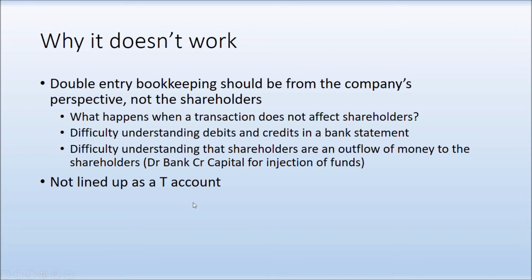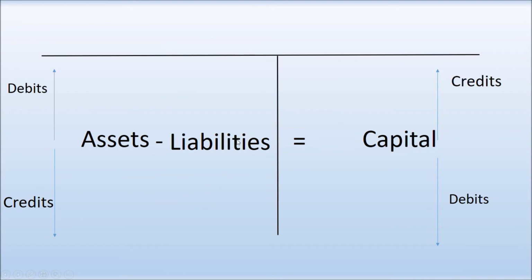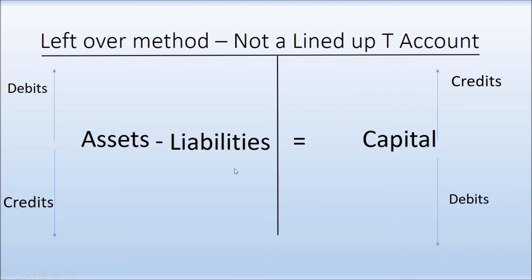It also is not lined up as a T account. So here we've got assets minus liabilities equals capital. Is that a T account? Well, it's not, is it? Those go up, they're credit. So it doesn't line up. It's just not as neat. It's crept in somewhere over the last 25 years. I'm not quite sure why, because we never used to be taught like this.